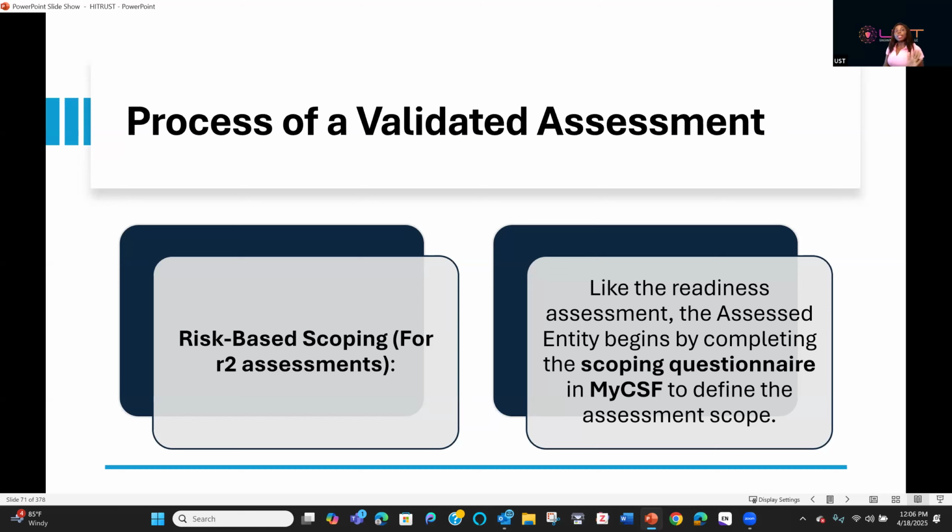Likewise, if we're going through the readiness, we want to first of all make sure, okay, we are ready. Now we want the validators to come in and validate our system, our controls. So it's just like completing the scoring questionnaire. They'll also have to fill out the questionnaire to define the assigned scope, right?